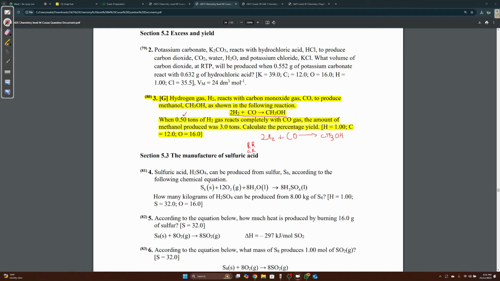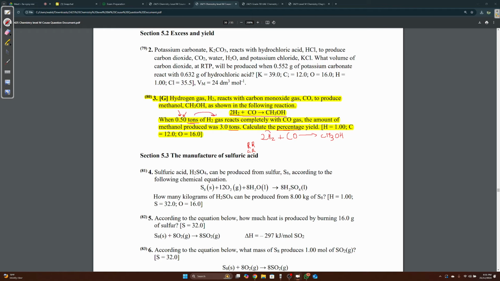What do we have given? We have 0.5 tons of hydrogen gas. Ignore the unit tons. We can just solve as if there's no unit. Some people see tons and get confused, oh, how do I convert to grams? No need, because we're talking about percentages, so tons will cancel out later on. As long as they're all the same unit, tons, then it's fine. So 0.5 tons of hydrogen gas.